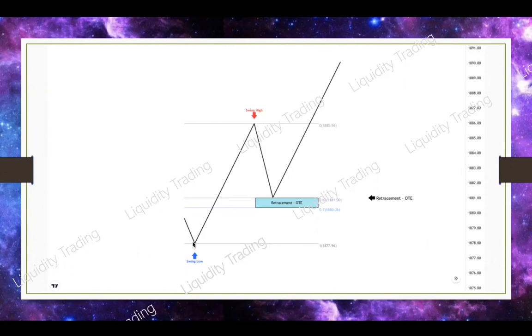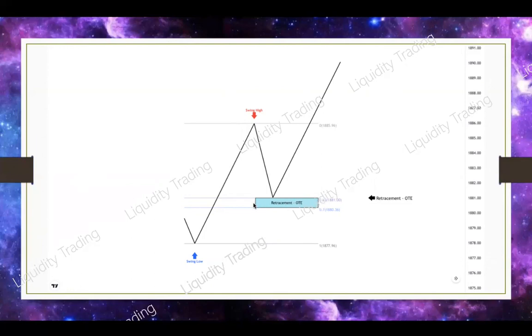Now you will see that the market retraces back to a discounted price below the equilibrium. So our goal with the fib is to frame a level in the market that will be showing us a discounted price level, and that will be the most optimal entry level, the 62%.